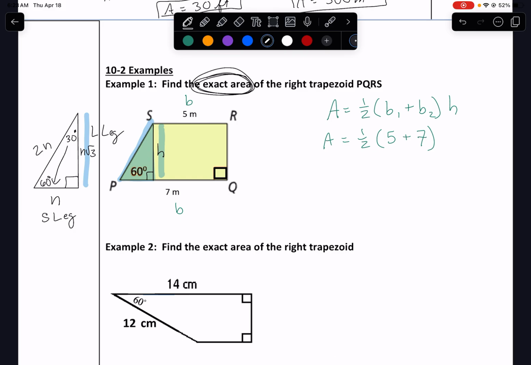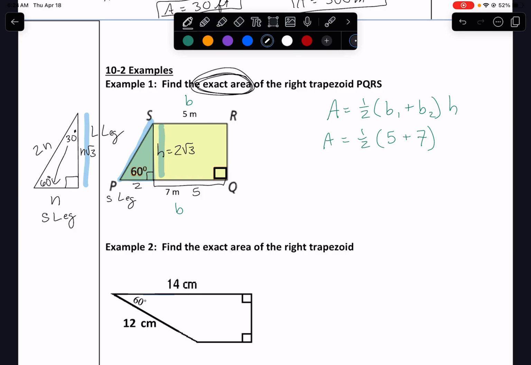But I need a measurement. Well, I now notice that there's this cute little rectangle over here on the right. So that means that this chunk right here would be 5, and 7 minus 5 is 2. So that would mean that my short leg is 2. Which would then make my hypotenuse 2 times the square root of 3. Not my hypotenuse, sorry, the height. Sorry, H threw me off. So the height would be 2 square roots of 3.